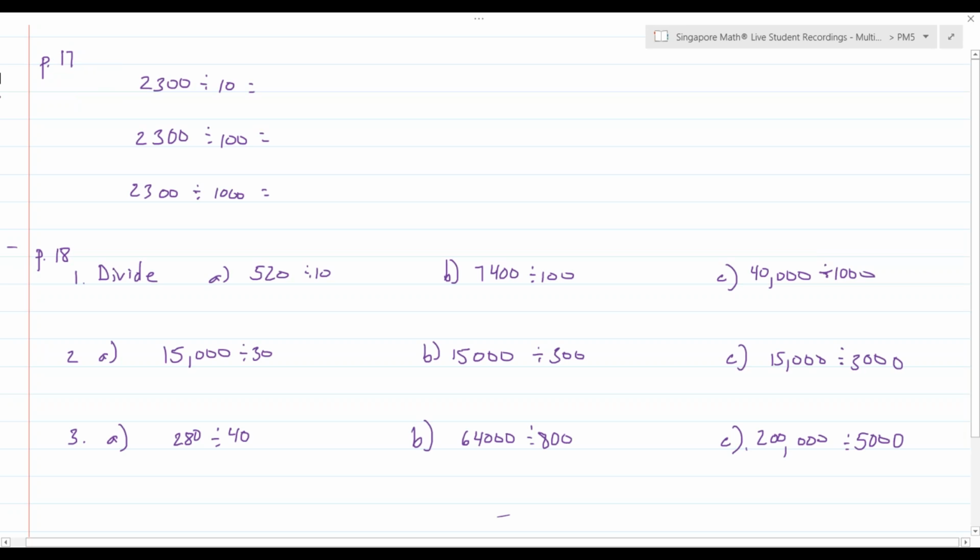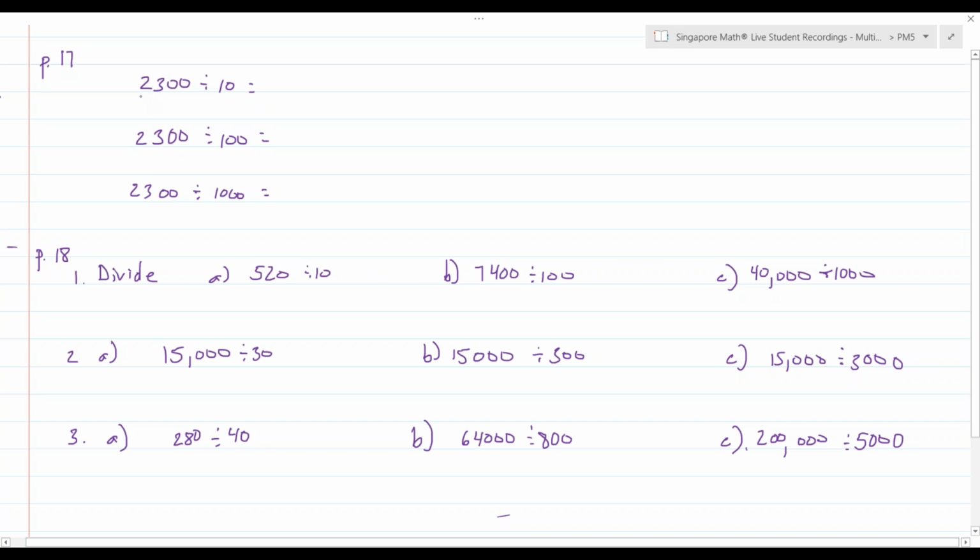Today we're working in Workbook 5A, Exercise 6. In the textbook, it's on page 17 and 18. We're doing very similar work as we did the last time, only then we were multiplying by tens, hundreds, or thousands. Today we're going the other direction. We're dividing by tens, hundreds, or thousands.